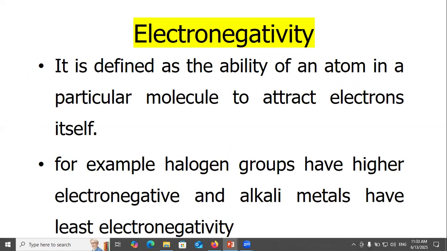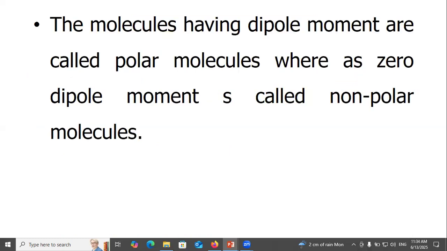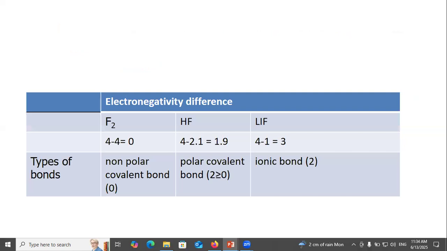Electronegativity is defined as the ability of an atom in a particular molecule to attract electrons to itself. For example, halogens have the highest electronegativity and alkali metals have the least. Molecules having a dipole moment are called polar molecules, whereas those with zero dipole moment are called non-polar molecules.